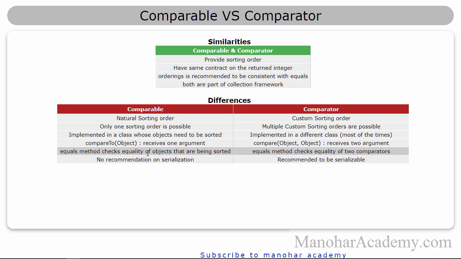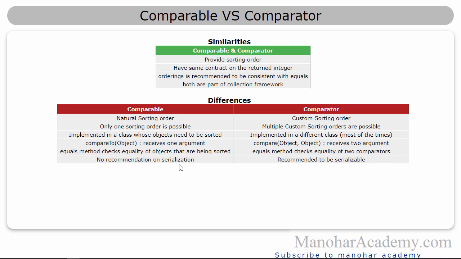In case of comparable, whenever you are implementing comparable, the equals method in that class is checking for the equality of objects that are being sorted. For example, in the previous slide, the comparable is implemented by student class, and the equals method in the student class is checking for the equality of student objects. In case of comparator, the equals method checks for equality of two comparators, whether both are providing the positive sign or both are providing the negative sign, or the comparator is the same.